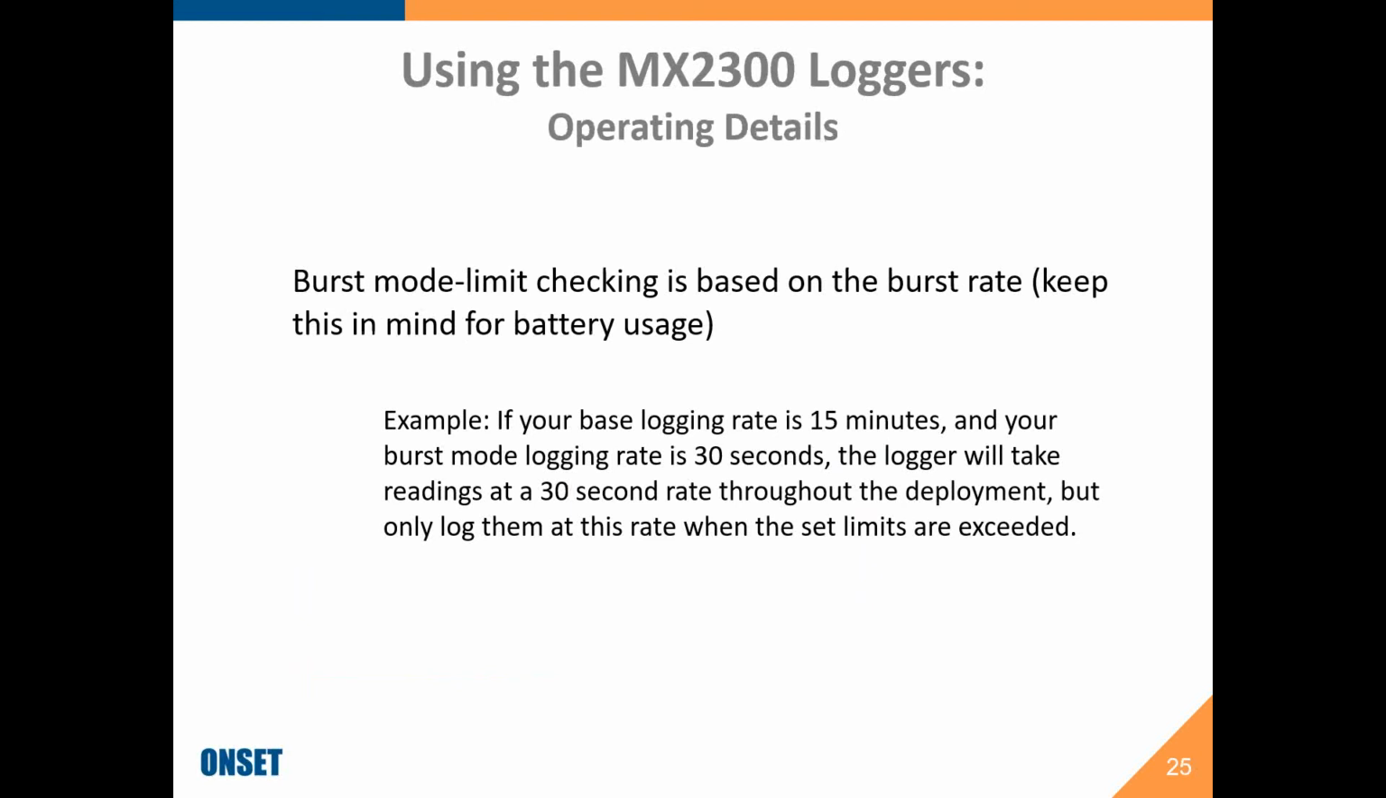Let's see, burst mode limit checking. This is if you're going to use that burst mode, which is where it can store data at a faster rate when conditions exceed or go below certain limits that you set. This is something to keep in mind for your battery usage. If you're using burst mode, it's actually going to be sampling the current conditions at the burst mode rate, and the reason for that is because you don't want to miss any critical data. For example, if you're logging at 15 minutes and your burst mode rate is 30 seconds, it's actually going to be checking the conditions every 30 seconds throughout your deployment to determine if it needs to switch into the faster sampling rate and start storing the data at that faster rate. If you had to wait for the full 15 minutes, you might miss some critical data. But that does affect the battery usage because it is sampling at that 30-second rate. So just a little note of caution there.